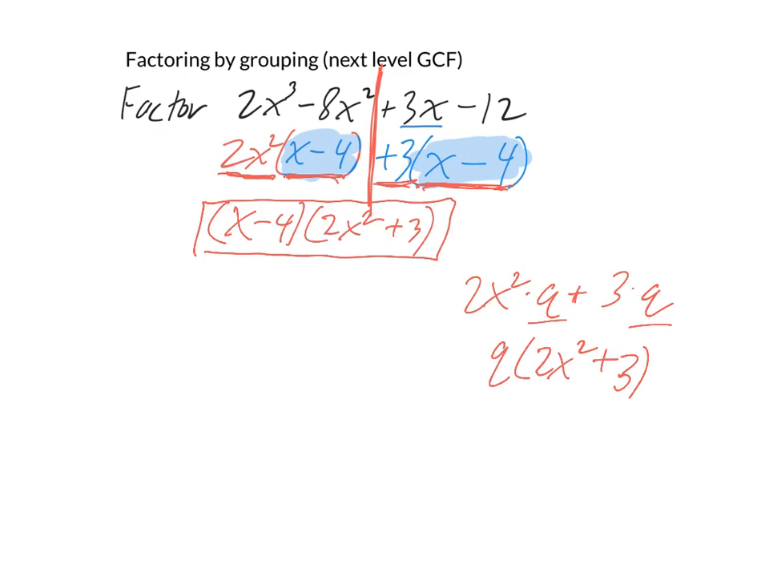You can always check to make sure you did it right. If we were to multiply that back out, you would in fact get the original problem, which means that this is factored correctly.